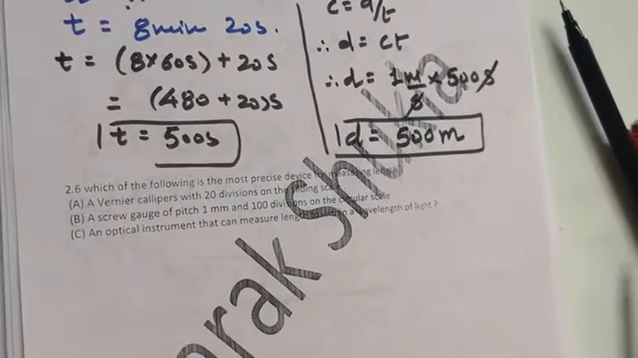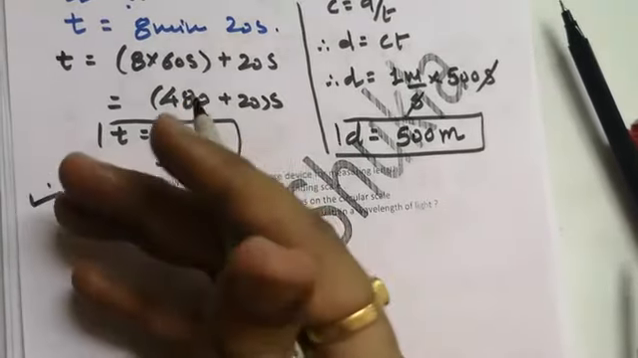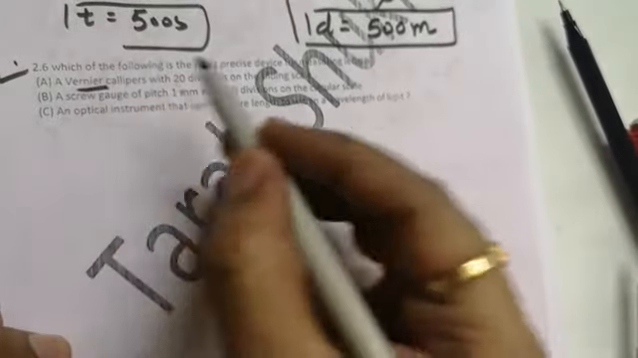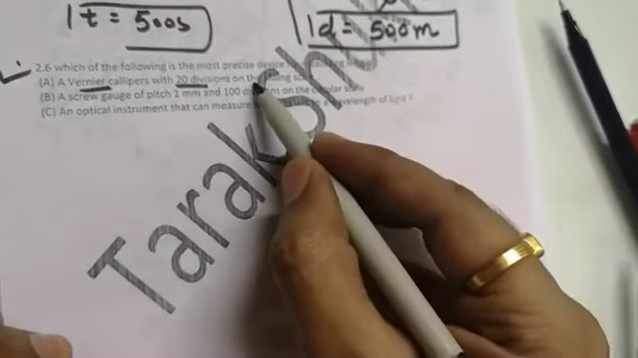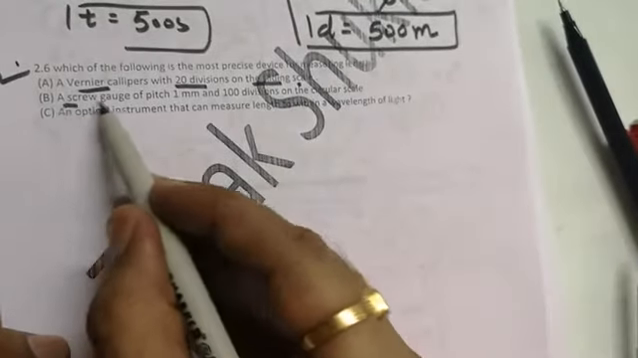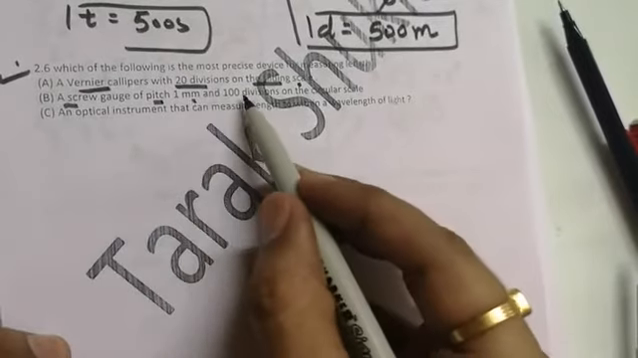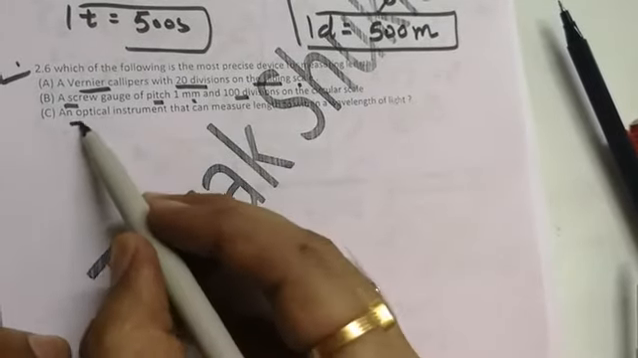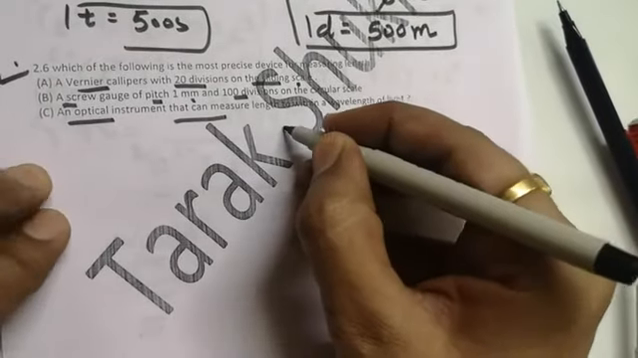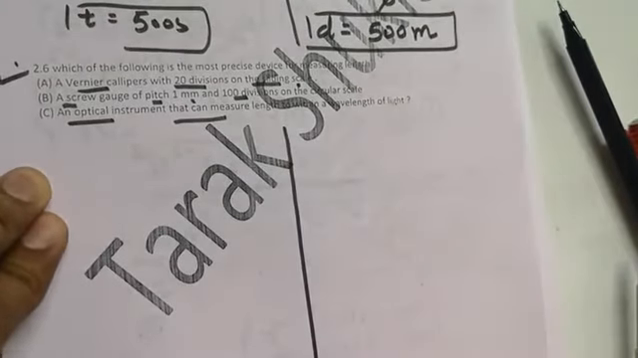Now I have another thing, called example number 2.6. A vernier calipers of 20 divisions, and we have to find its scale. The next one is a screw gauge having pitch 1 millimeter and 100 divisions. And the third one is an optical instrument. We have to see and find out which instrument is the most accurate.